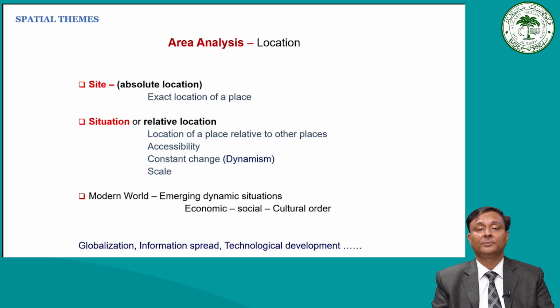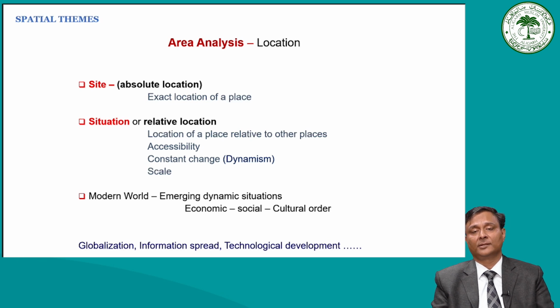So, looking into the detail of the first spatial theme, the area analysis, which basically deals with location. Now, location refers to a specific location or position on Earth's surface. There can be two types of location. One is absolute, another is relative. Absolute location refers to the exact location of a point on Earth's surface. Using latitude and longitude coordinates, we can identify that location. An example of absolute location is the location of, for example, the Great Pyramid of Giza in Egypt, which has a specific location of 29 degrees 9 minutes north latitude and 31 degrees 1 minute east longitude.